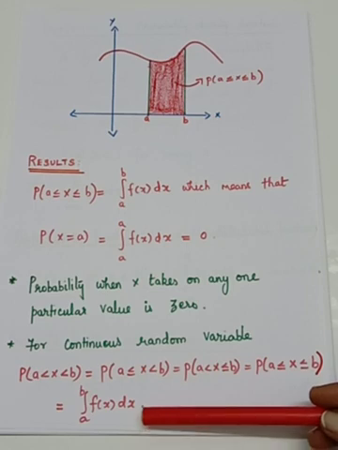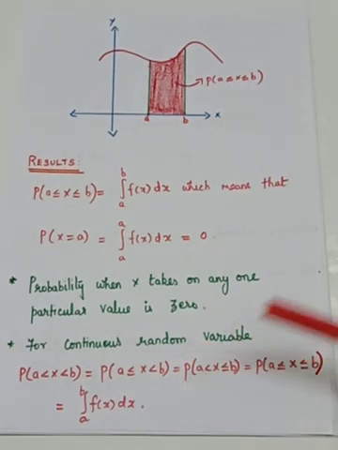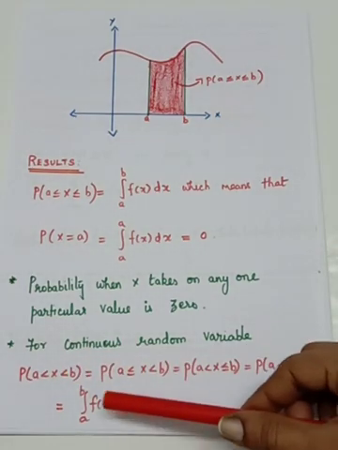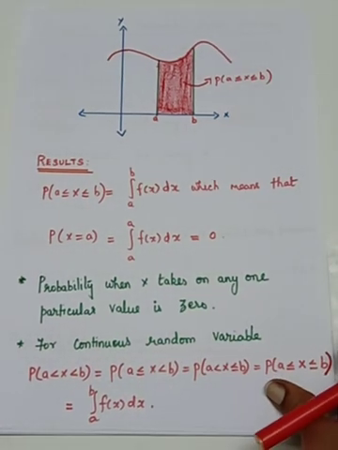That will be written as integral a to b f of x dx. You need not worry about a particular value, whether it is included or not, in a continuous random variable. But if you consider a discrete random variable, the equality symbol is very important. If it is included, you have to include it. If it is excluded, you should not include it. For a continuous random variable, you need not worry about the particular value of x. So everything is equal: integral a to b f of x dx.